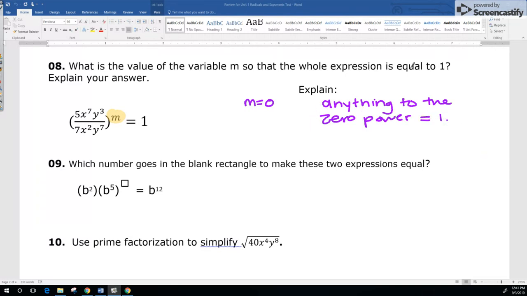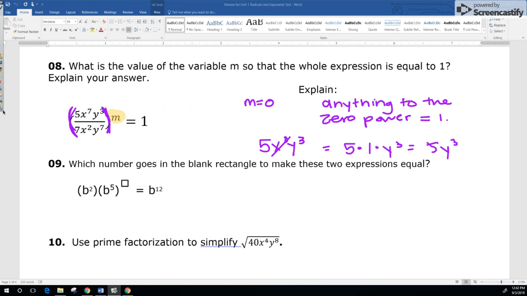Now you got to be careful though. It's not just that you see a 0 and the whole entire thing is 1. If it looked like this, only that part would be 1. And we would say that would be 5 times 1 times y to the 3rd power, or 5 times y to the 3rd power. So you got to be careful. But since this entire thing is in parentheses, raised to the m power, that's why this is all equal to 1.